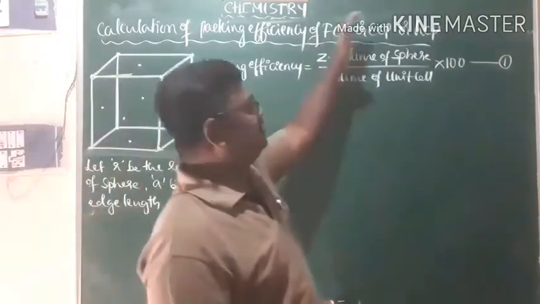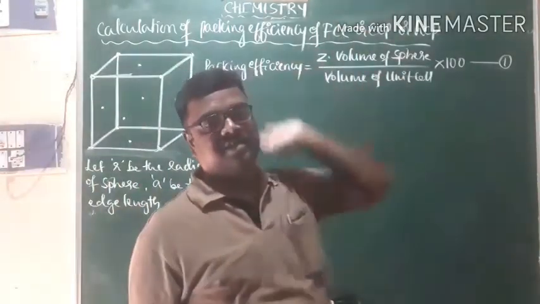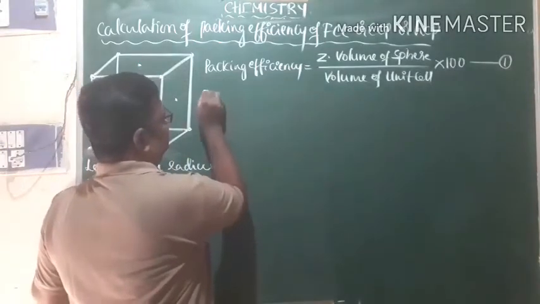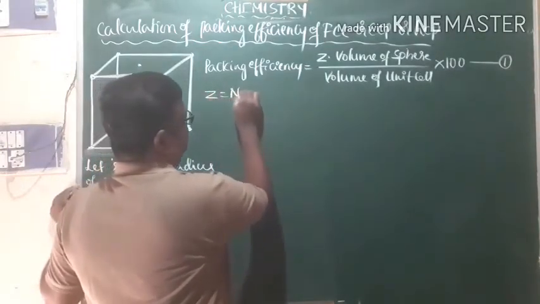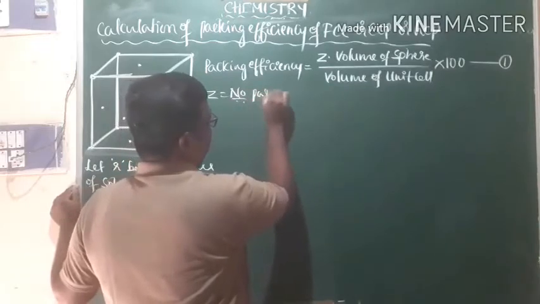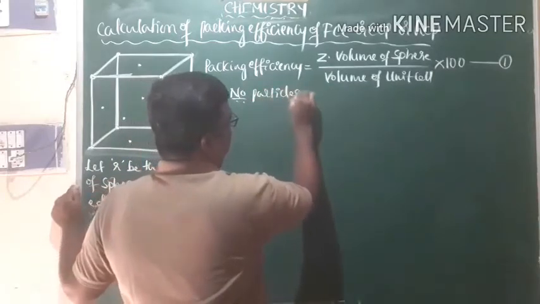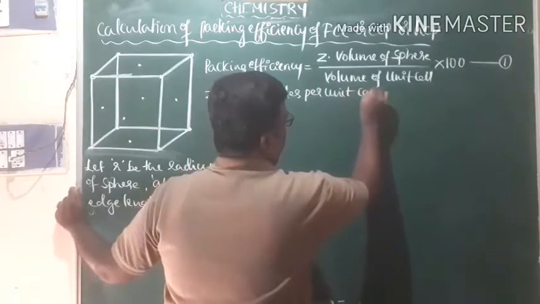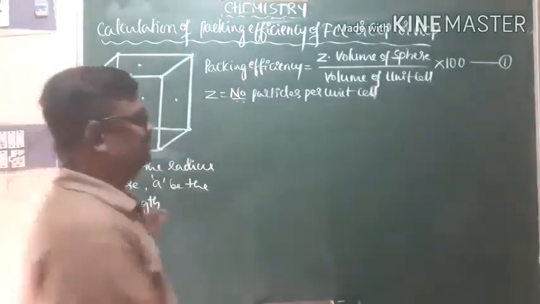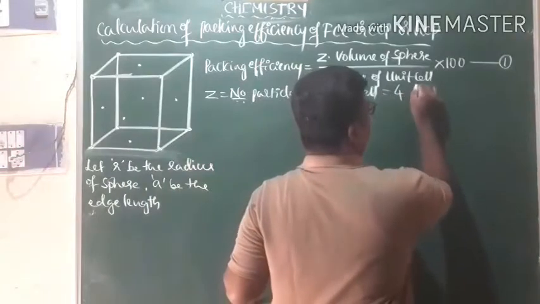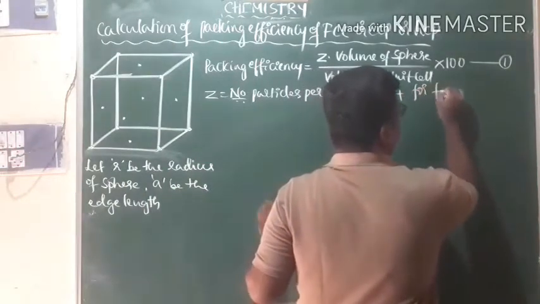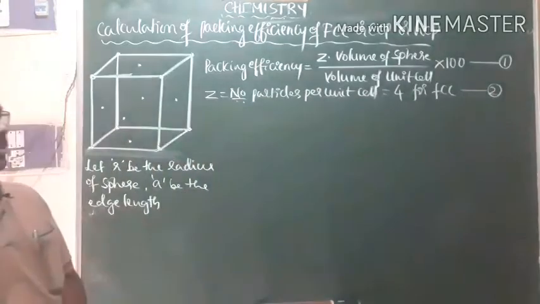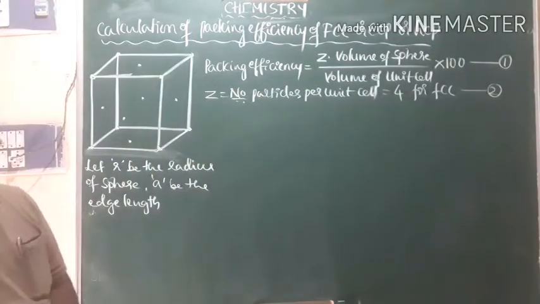If you substitute all these parameters in this equation, you are going to get packing efficiency. As far as Z is concerned, look at this. Z equals number of particles per unit cell. That's equal to 4 for FCC. You calculated that in an FCC unit cell, there are 4 particles per unit cell.